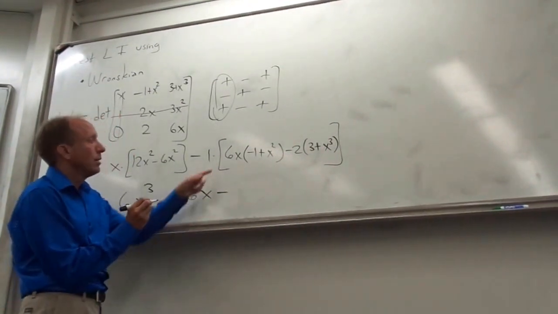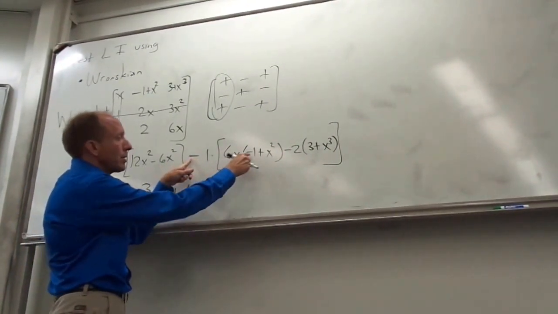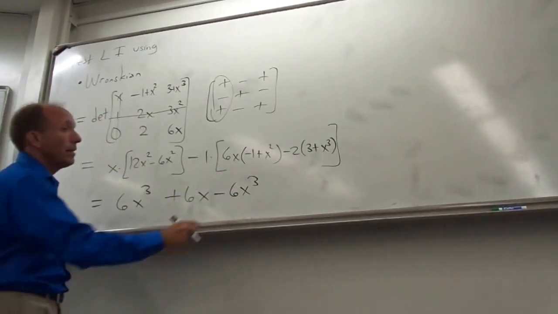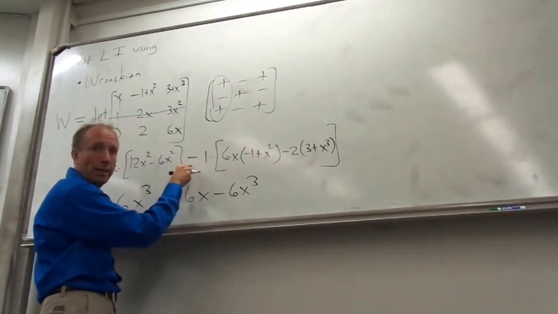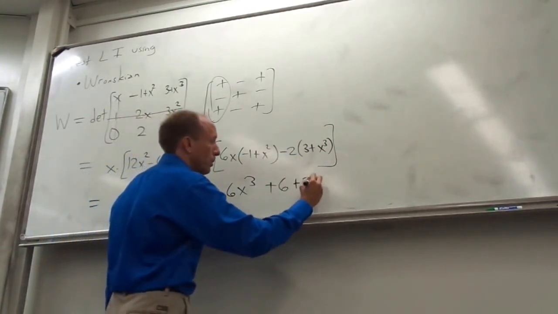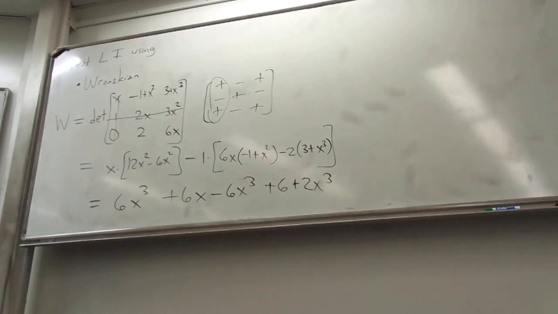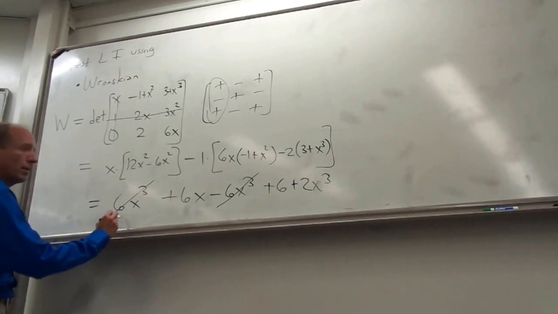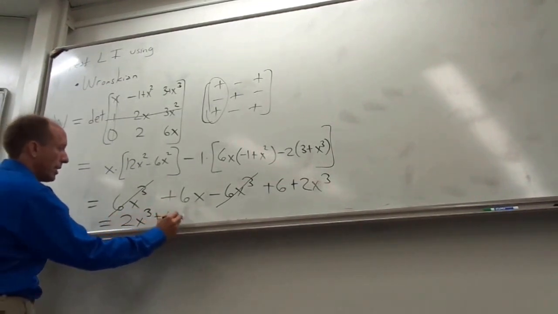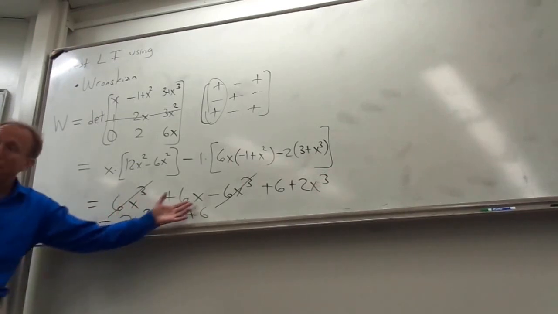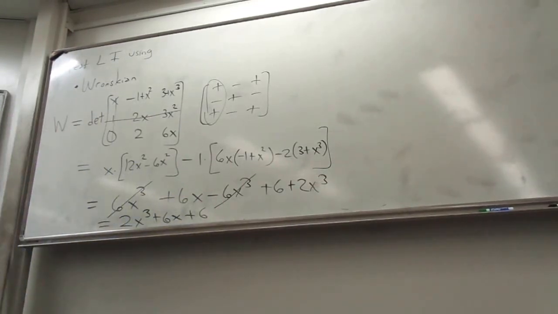And then minus, here's a minus a 6, an x, and an x squared, so that's minus 6x cubed. Okay? And then I have a minus 6, but there's a double negative again, so it's really plus 6. And then a minus 2x cubed, but there's a double negative again, so it's plus 2x cubed. So there should be some cancellation here and here, right? So we end up getting 2x cubed plus 6x plus 6.